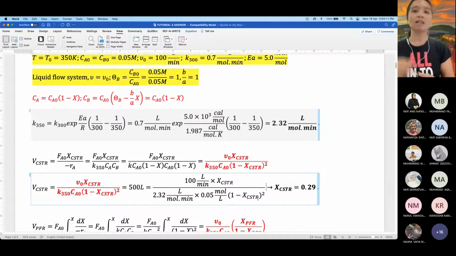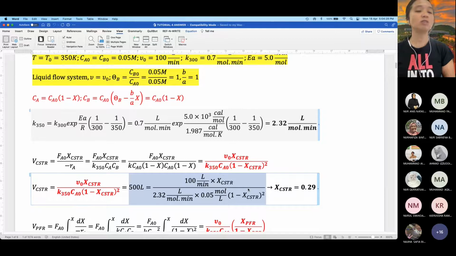So of course X yang lebih daripada 1 tu dah takkan dapat diterima sebagai jawapan. So by this qualification, the X less than 1 will be your final answer. Okay, so again I repeat, when you solve this will be a quadratic equation.